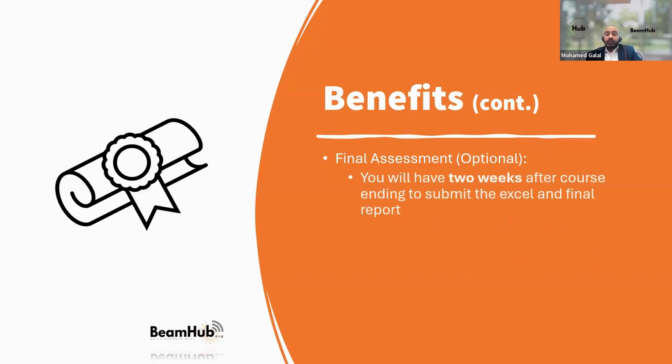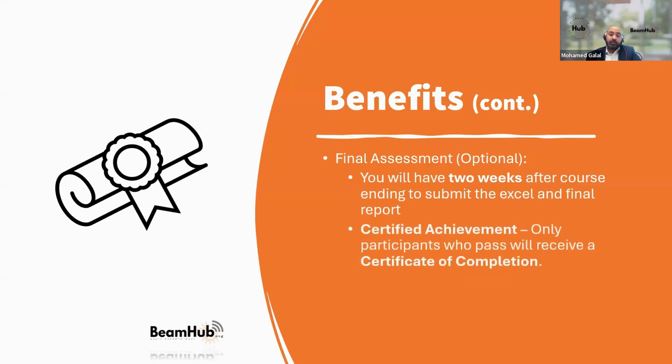After that, you will have about 2 weeks after the course to finalize this assignment with the Excel sheet and the final report and submit it to BeamHub. We are going to mention this in the course itself. After that, you will be issued a certificate of achievement, and this will be only for those who show that they understand the whole idea behind the shielding calculation.